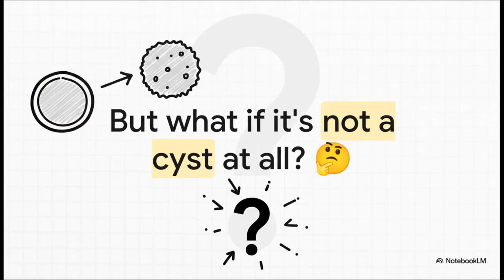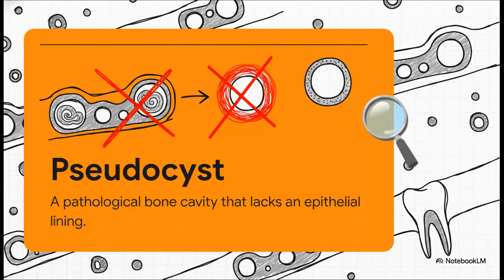So you see that classic dark, round lesion on the x-ray. Your brain immediately goes, okay, that's a cyst. But hang on. What if it's missing the one thing that is required to be in the club? Remember our number one rule? That epithelial lining? Well, a pseudocyst is a hole in the bone that just doesn't have one. It's an empty space. Or maybe it's filled with blood, but there's no official lining. And that distinction is a total game changer because it completely changes our treatment plan.